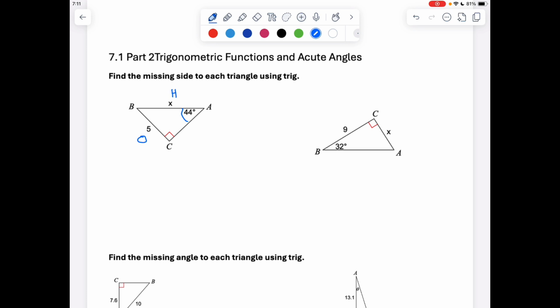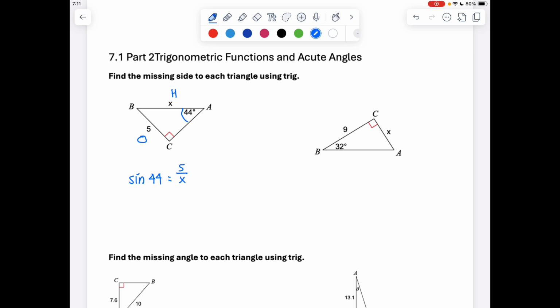So if you go back to the front page of 7.1 where we had all of our trig functions, we're going to figure out which trig function dealt with opposite and hypotenuse. We have two options. We have cosecant or we have sine. Typically, we're going to focus just on our basic 3 trig functions because those are the ones that our calculator is going to be able to do. So we're going to say that the sine of 44 degrees is equal to the opposite, which was 5, divided by our hypotenuse of x.